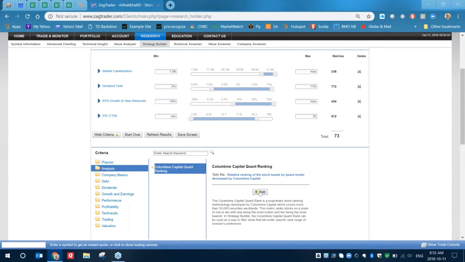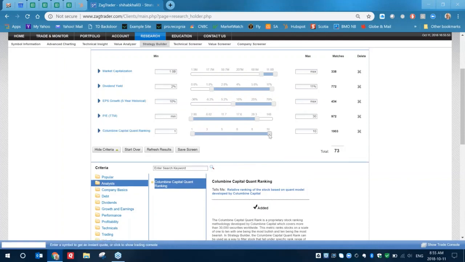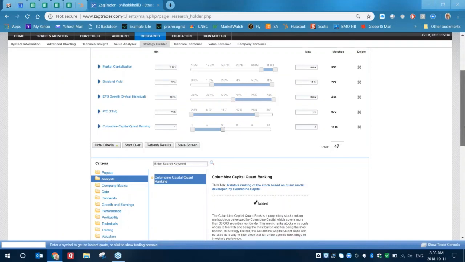So what I could do is say, perhaps I want to have only stocks that are ranked by Columbine to be in the top half of the market, in other words, deciles 1 through 5. Notice that my number of matching stocks has dropped to 47. So let's try backtesting with that and see what happens.